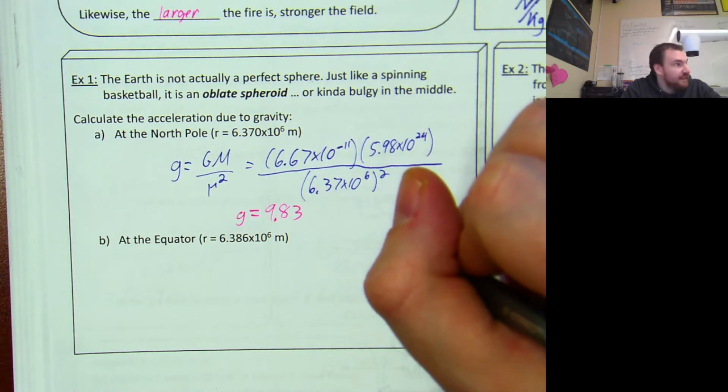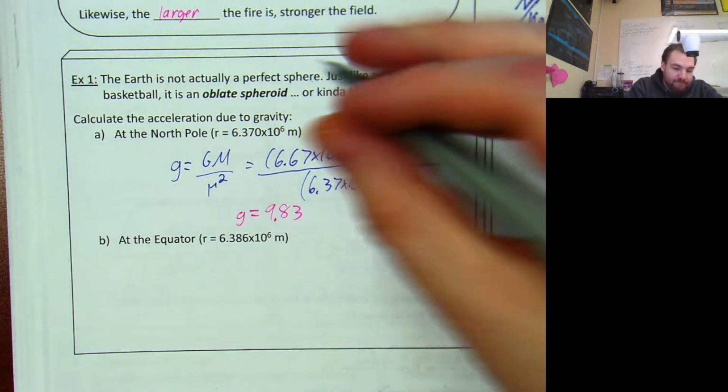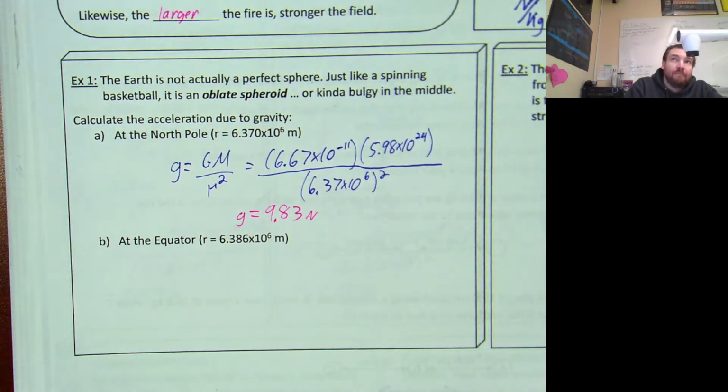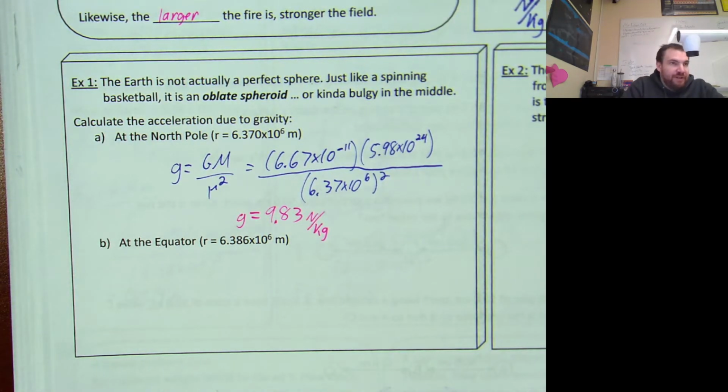It shouldn't have that times 10 to the piece. It should just be 9.83 newtons per kilogram. So slightly larger than the value that we've been using.